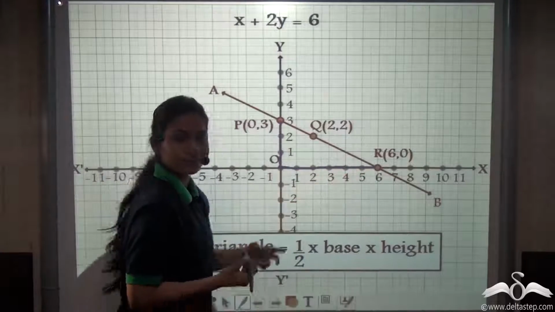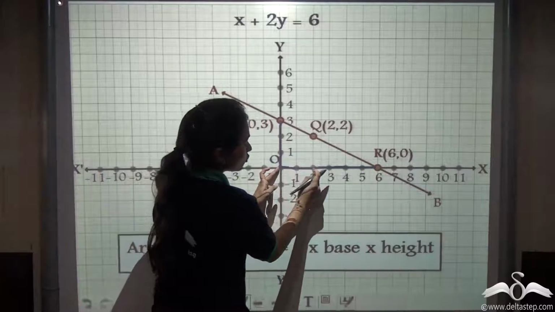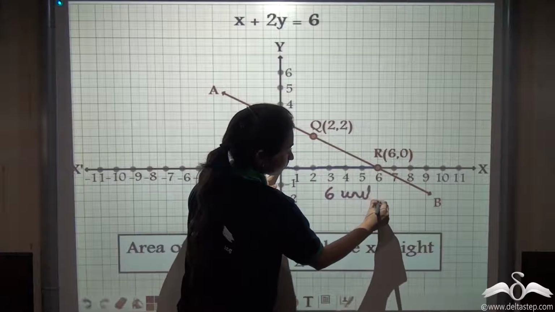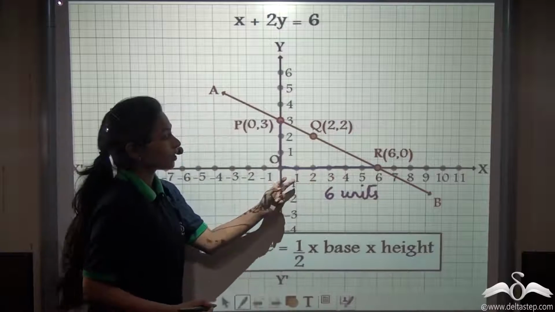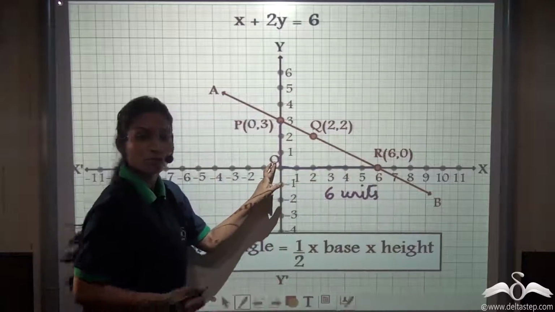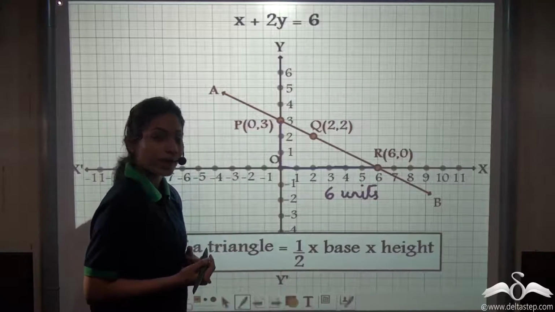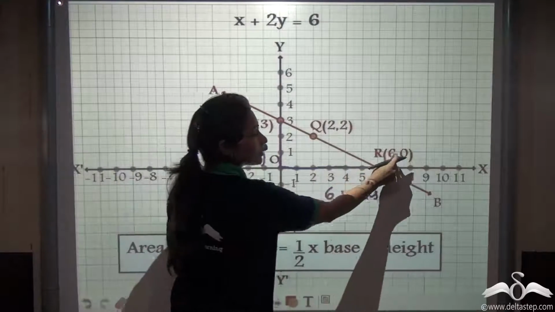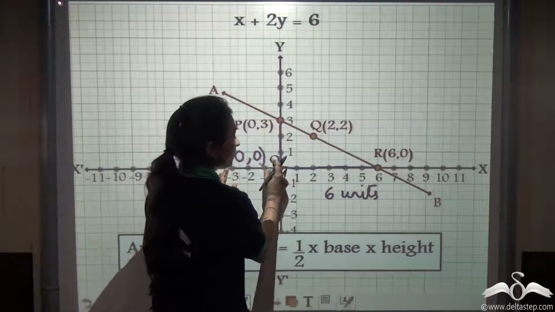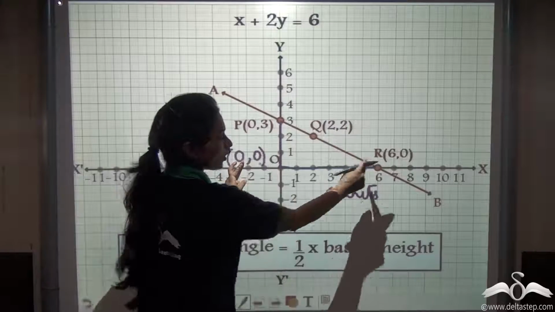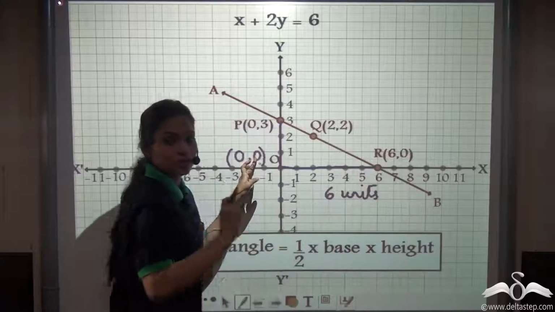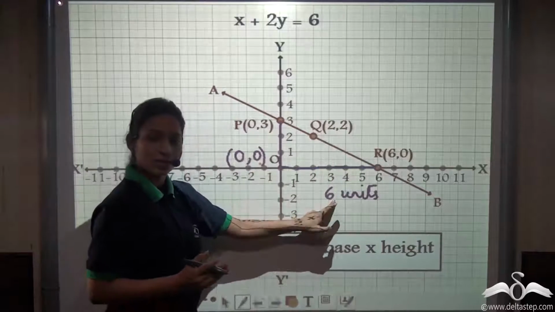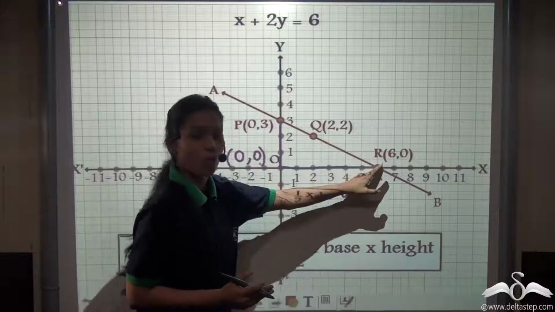Can you tell me what is OR? Let us count. 1, 2, 3, 4, 5, 6. I can say that OR is 6 units. Well, not even counting, you can just subtract the coordinates of R and O to find out the distance between O and R. How will you do that? You know that the origin has the coordinate (0, 0) and R has the coordinate (6, 0). So in order to find out the distance between O and R, what do you need to do? Just check their coordinates. They have the y coordinate same. Just subtracting their x coordinate will give you the distance between O and R. So 6 minus 0 is 6 units. In this way, you can calculate the distance between O and R.